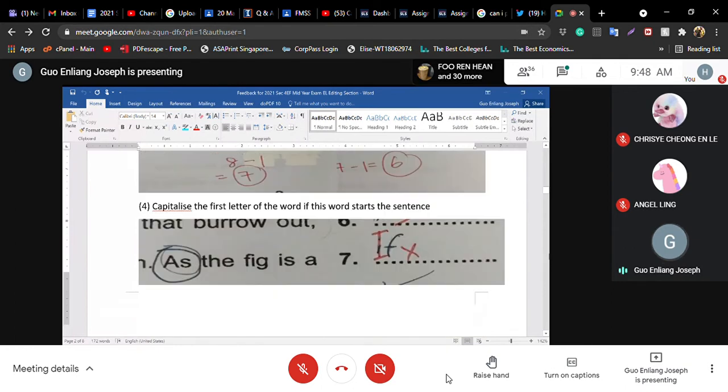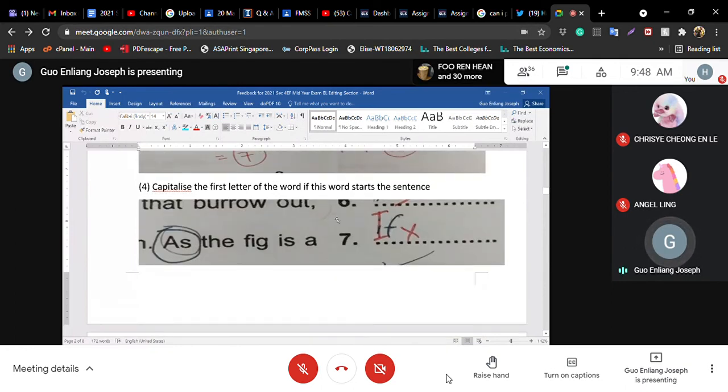Next, capitalize the first letter of the word if this word starts a sentence. So there is one error, the S. S is the wrong answer. You circle the word S, and then when you do the corrections, the big I, you can see the S is capital letter A. Since it starts the sentence, your answer, which you think is if, also starts the sentence, so you must put a big I and a small F. Very important. Basically the word that starts the sentence, the first letter must be capitalized in the editing text. So follow the form of the word in the text itself.